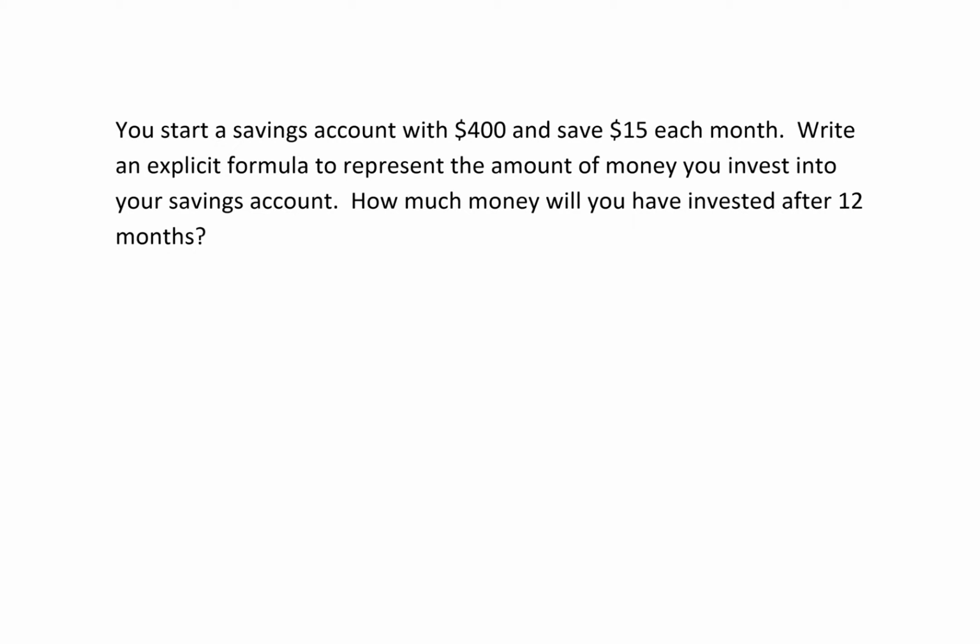So you can use sequences to express some real-life situations. Let's say you start a savings account with $400 and save $15 each month. So we're going to write an explicit formula to represent the amount of money you invest into your savings account. So the first term, a1, equals 400. The second term, a2, is 400 plus 15, which equals 415, and so on.